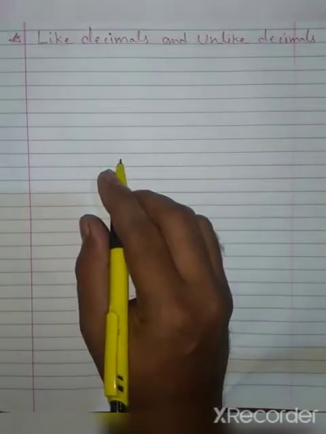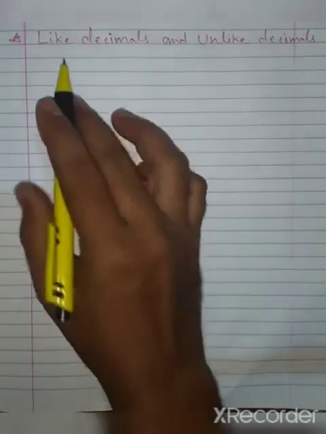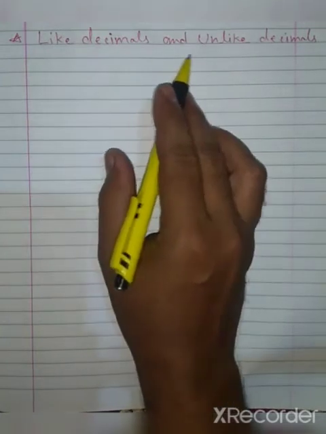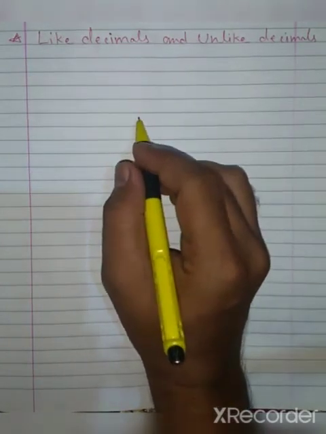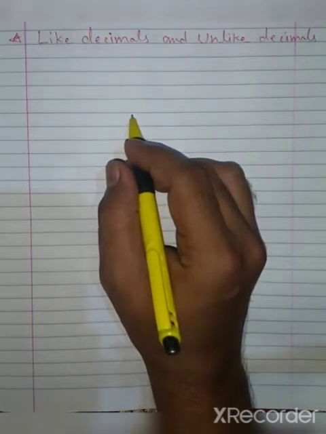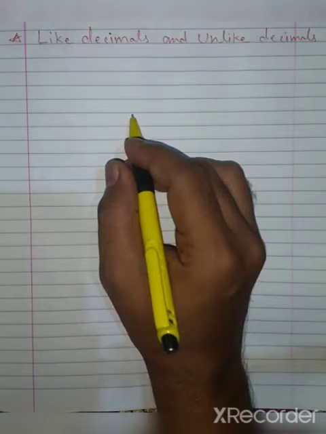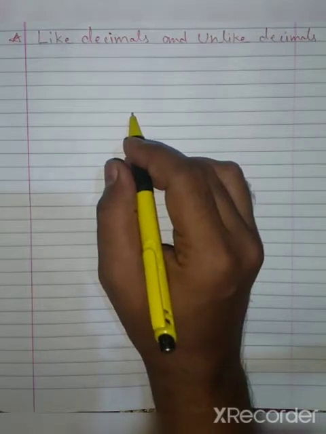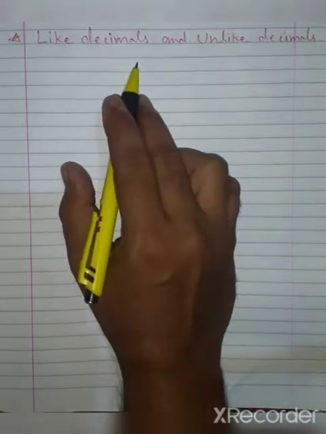Hello dear students. Now our next topic is like decimals and unlike decimals. We have already learned about like fractions and unlike fractions. Fractions are called like if they have the same denominators, and unlike fractions have different denominators. So let's start with like decimals.